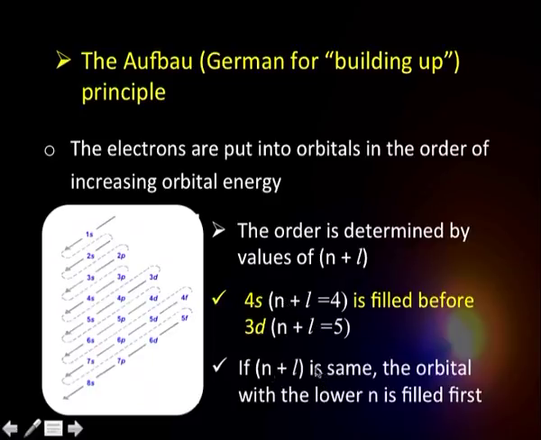Secondly, suppose there are two orbitals for which n plus l happens to be the same. In such a case, the orbital having the lower value of n will be filled first. These are simple rules which you are familiar with. Now, let us see what is Pauli's exclusion principle.